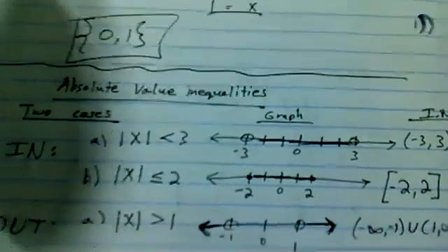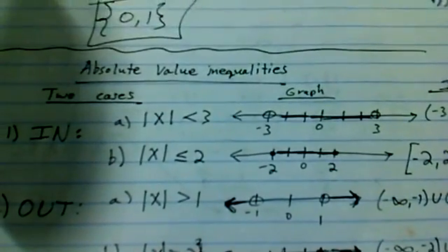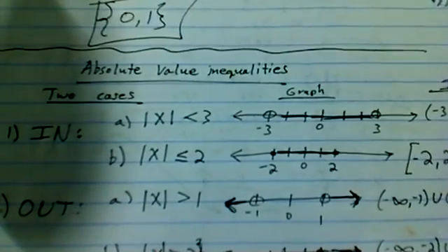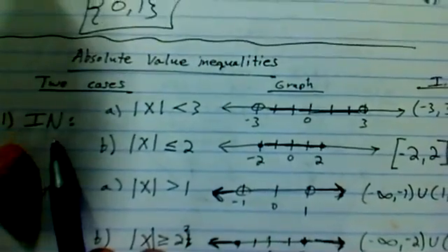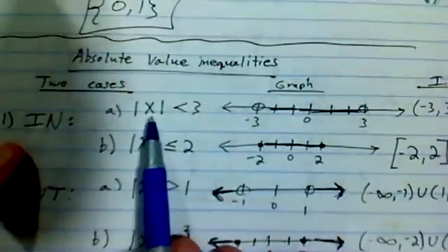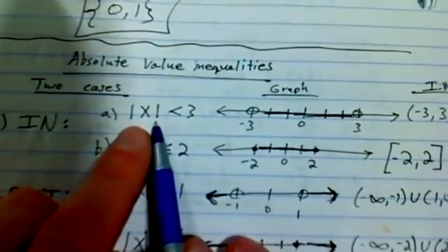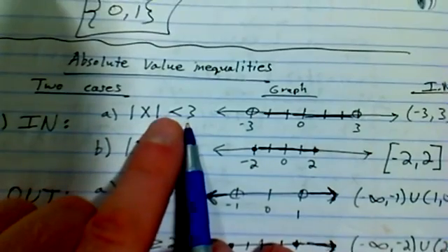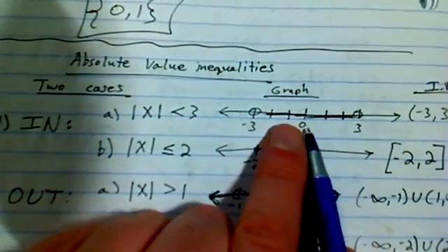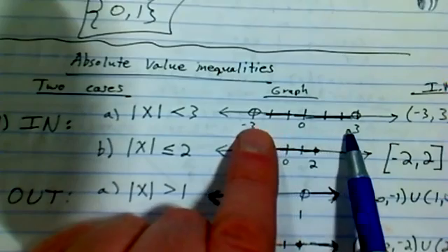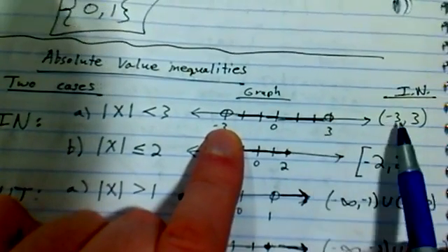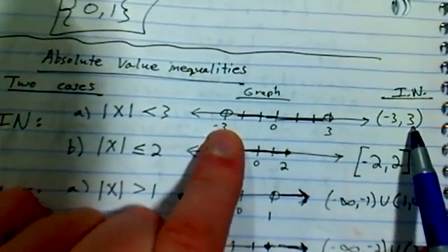Okay, guys, last video for 1.8, absolute value inequalities. We have two cases for these inequalities. We have the "in" case, is what I call it. And that's, just for example, say the absolute value of x is less than 3. That means these are all the possibilities. You want everything that's within a distance of 3 from 0. In interval notation, that's -3 to 3.